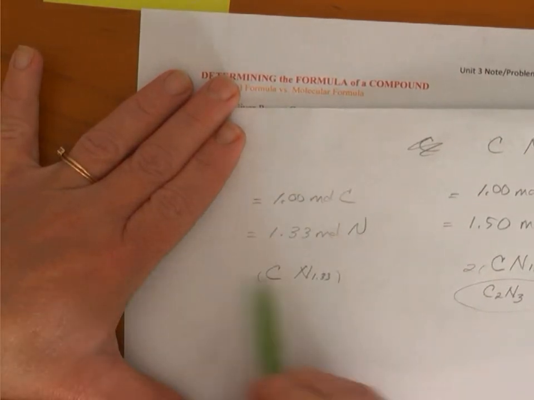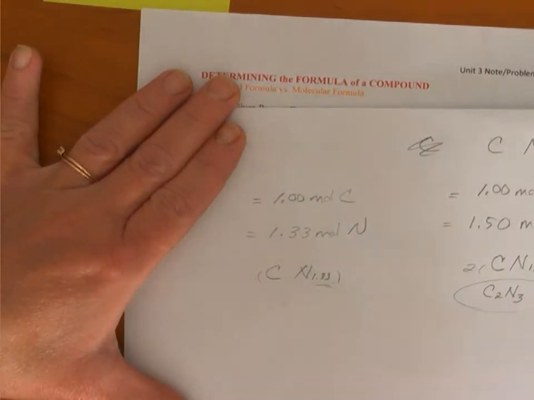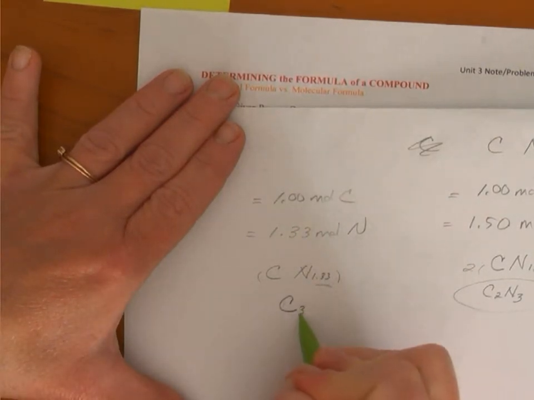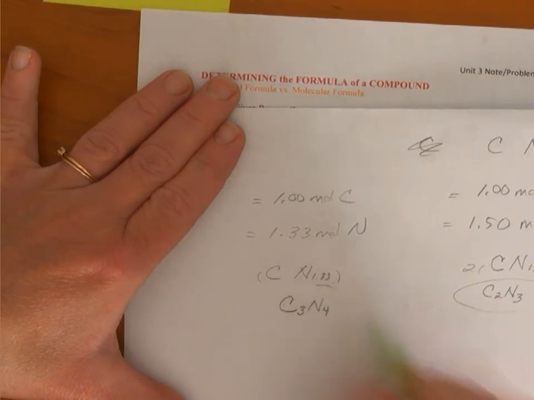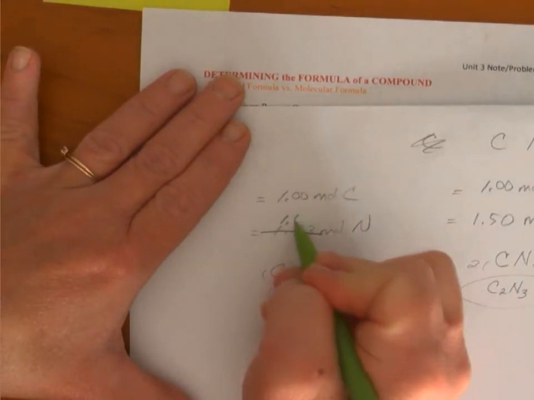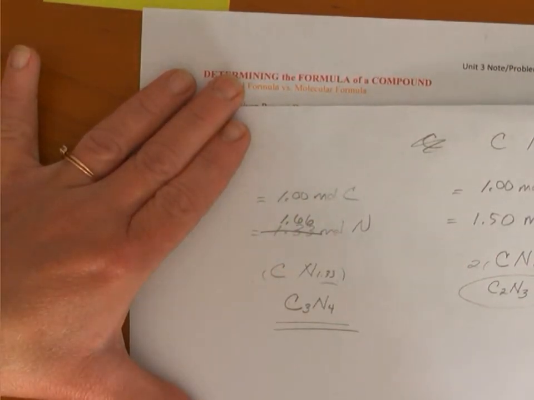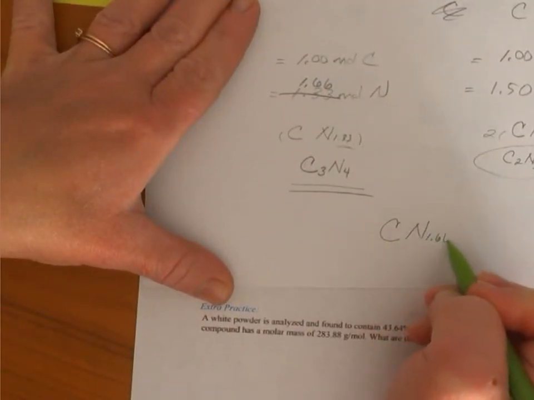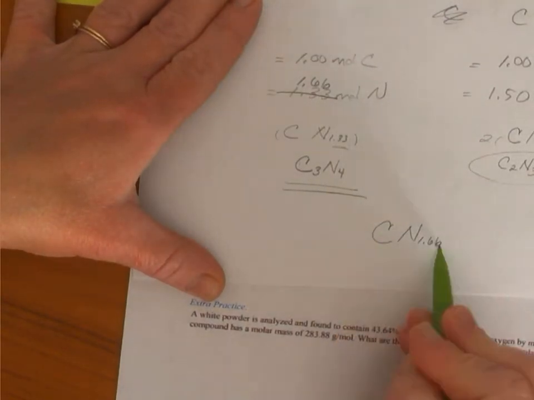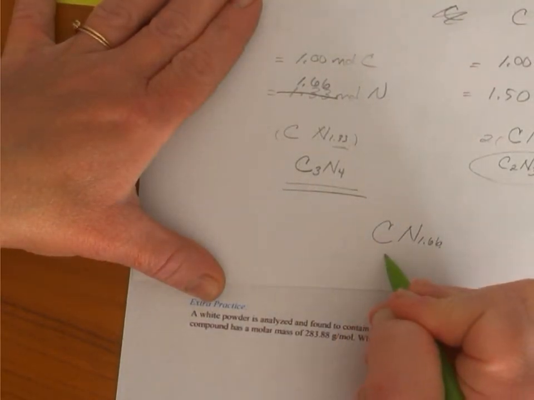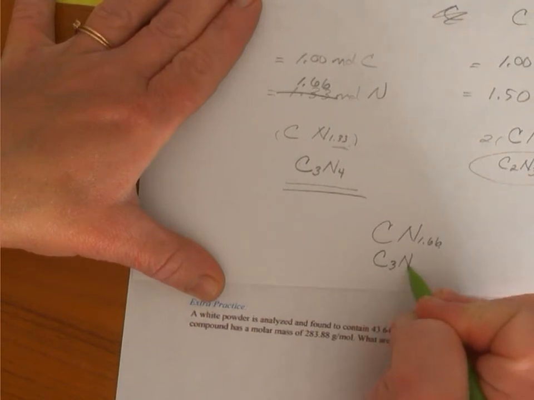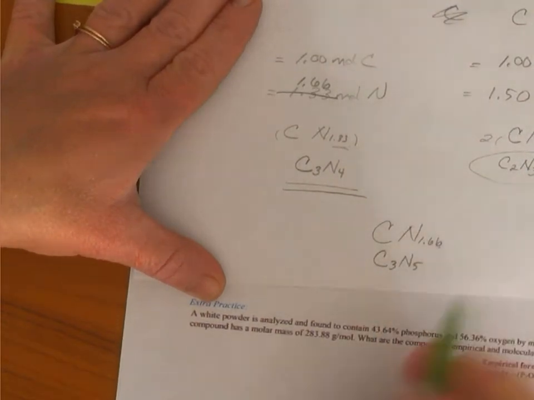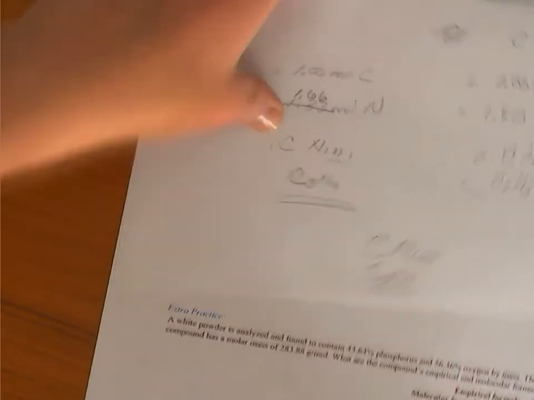Multiplying through by 2 will not get this to be a whole number. But what if we multiply through by 3? Then we'll get C3N4, still an empirical formula. What if it would be 1 2/3? Well, there again, you would multiply through. Multiplying through by 2 will not make these whole numbers. But how about 3? So C3N, just be careful, that would be 5. Still an empirical formula. All right.